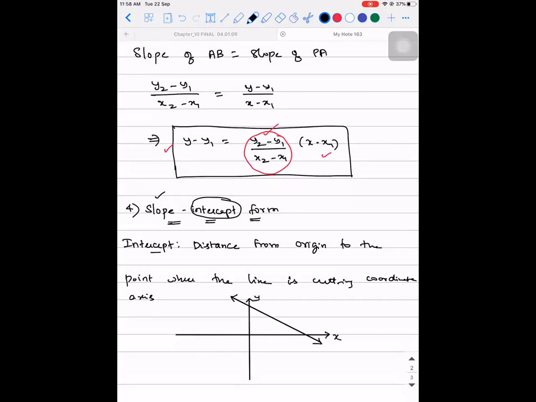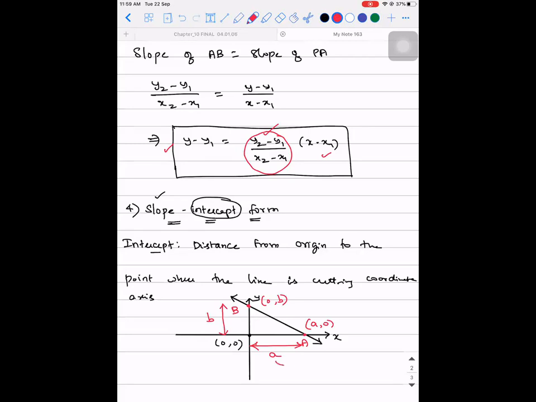x and y. So this is the origin (0, 0). This point is A and this point is B. What will be the coordinates of point A? If I say the distance from origin to point A is a, then the coordinates of point A will be (a, 0). Similarly, if I say the distance from origin to point B is b, then the coordinates of this point will be (0, b). You're able to understand this point, right?